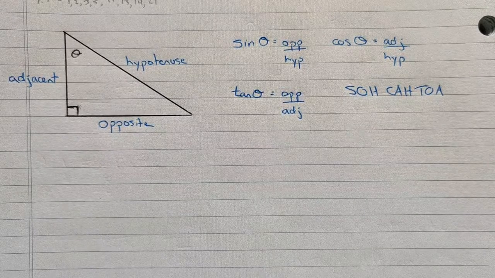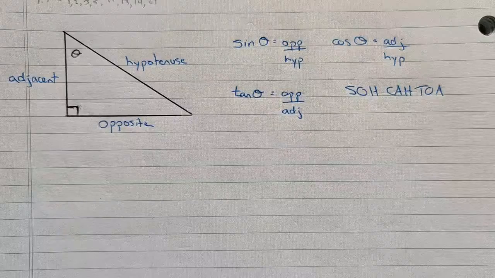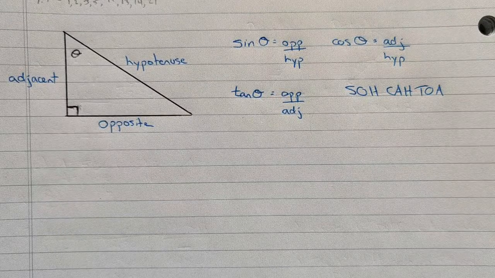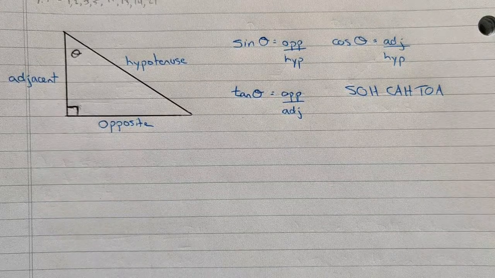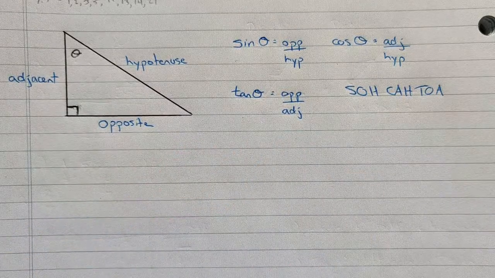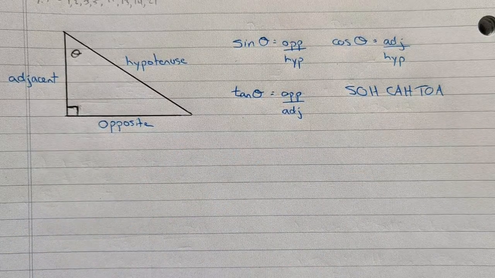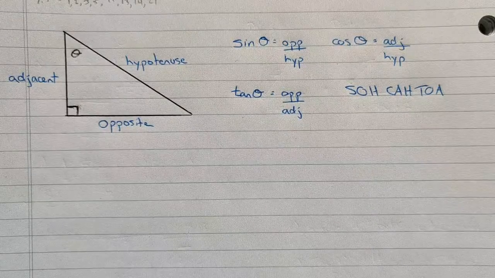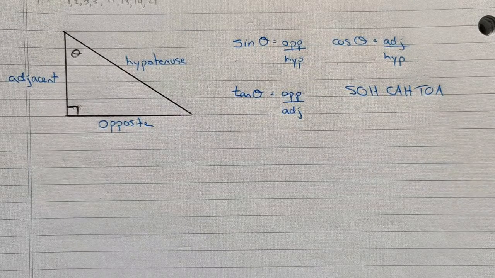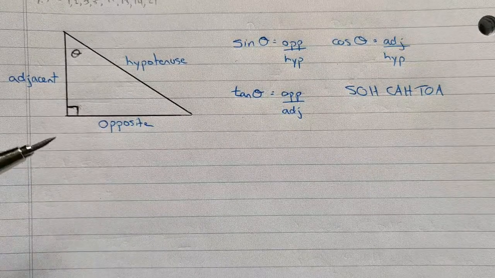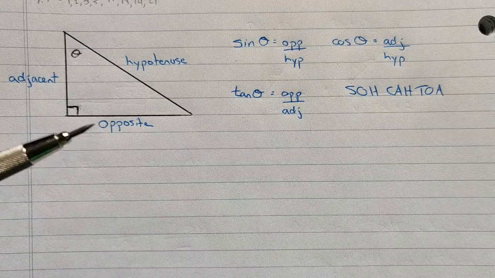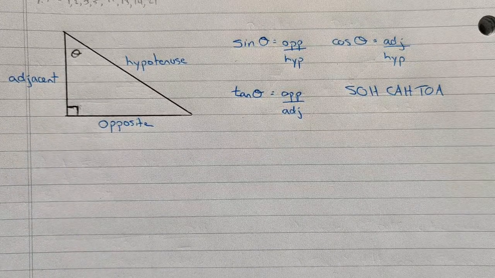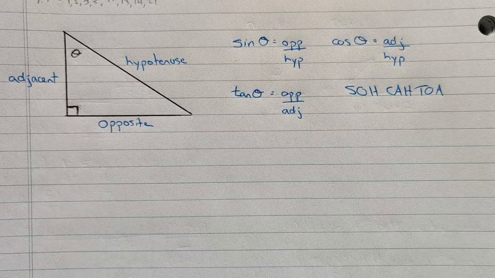Later, in another video, we'll look at the sine law and cosine law. They use the words sine and cosine like the trig ratios do, but they're not ratios. They are based on the ratios, but they're actually for non-right triangles. So when we're talking about sine, cosine, and tangent, the trig ratios, we're always looking at a right angle triangle.